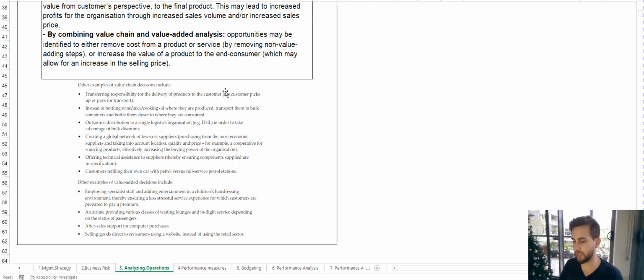So you can actually combine the two concepts together. You can combine your value chain and your value added analysis and use that to identify opportunities within that process which either remove costs from a product or service, e.g. you look for the non-value adding steps and cut them out, kind of like what IKEA did with the assembly process, or it could be increasing the value of a product to the end consumer. Remember the example of the sunroof, for example. And if you can add that extra value, you might be able to increase your selling price.